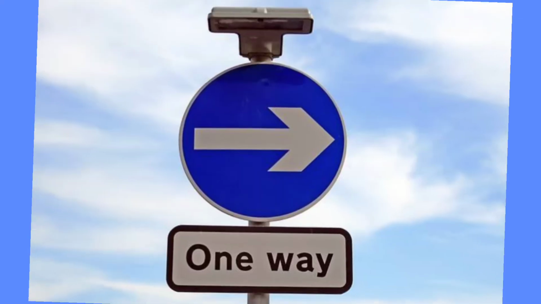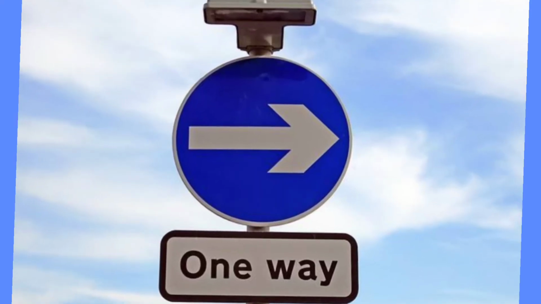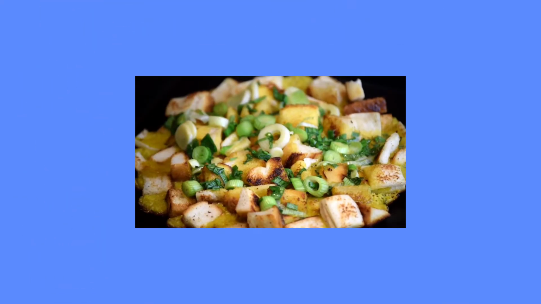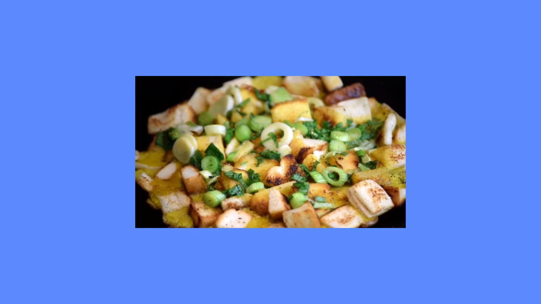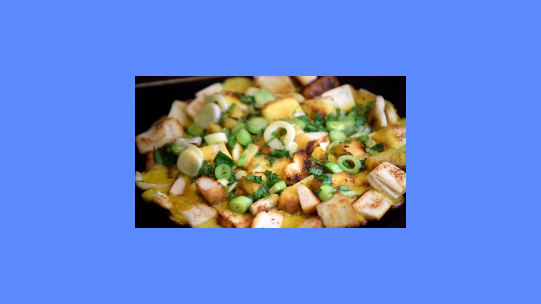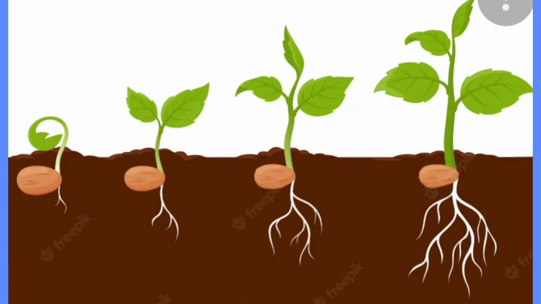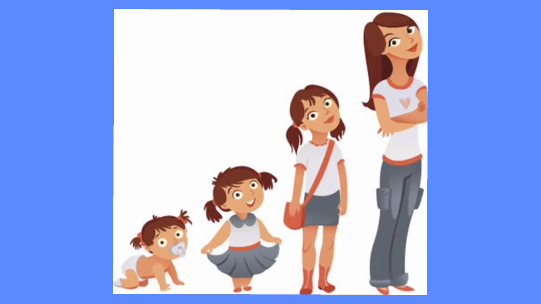Some changes are irreversible, meaning the material cannot get back to its previous state. For example, we cannot change the cooked food into the ingredients used for cooking. A plant or tree can't change to its seed. Babies change into adults, whereas the reverse is not possible at all.